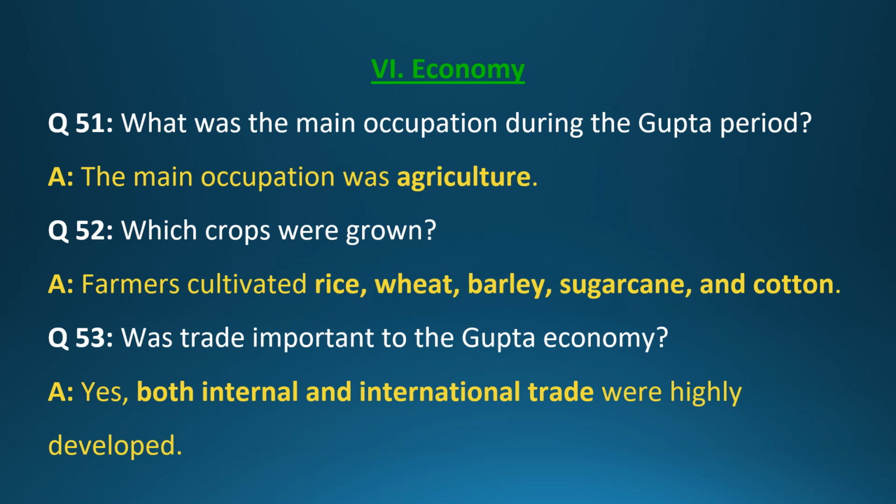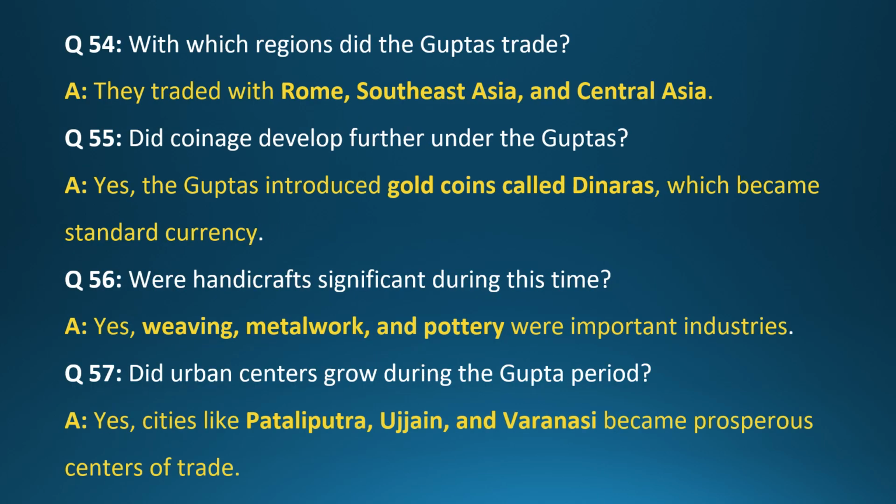Question 53. Was trade important to the Gupta economy? Answer: yes, both internal and international trade were highly developed. Question 54. With which regions did the Guptas trade? Answer: they traded with Rome, Southeast Asia, and Central Asia.